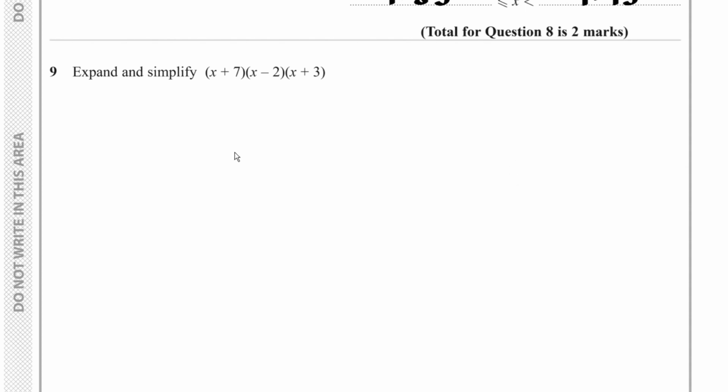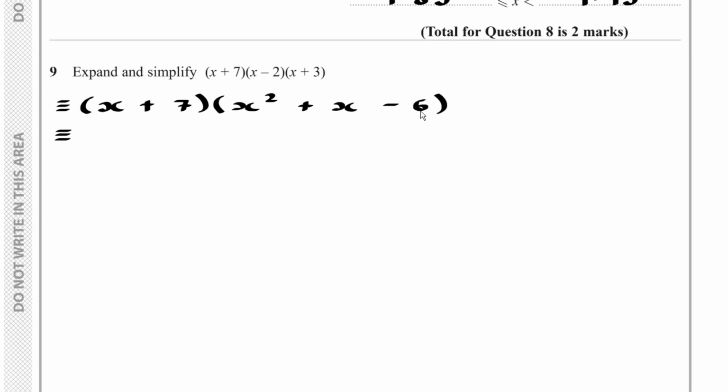Question number 9. Expand and simplify x plus 7 multiplied by x minus 2 multiplied by x plus 3. We have the x plus 7, and this is multiplied by x minus 2 multiplied by x plus 3. So if I multiply these two brackets, x times x is x squared. Then I've got x times 3 plus negative 2 times x, which is x, and then negative 2 times 3, which is negative 6. So I've got x plus 7 multiplied by x squared plus x subtract 6.